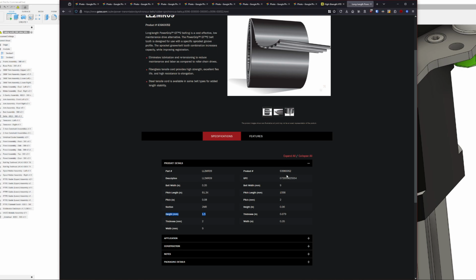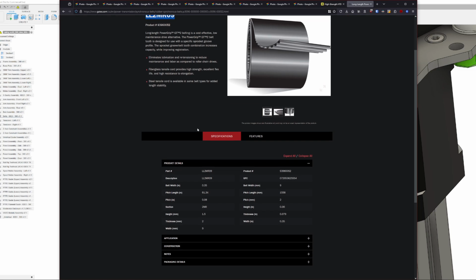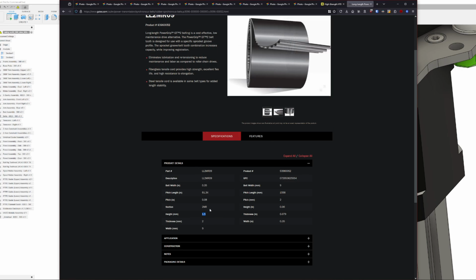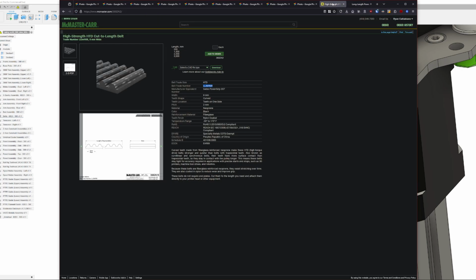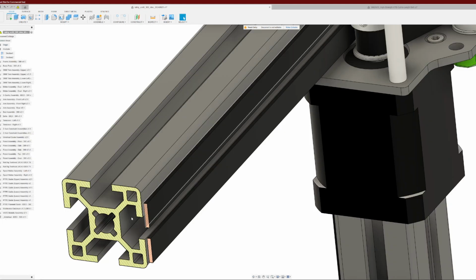So I went to the manufacturer website for the belts that we're using, and according to it, the height, which is the ridges, is supposed to be 1.5. So I was like, okay, I checked McMaster-Carr, because they provide CAD files, pulled down that CAD file and measured it, and it's 1.39. But my measurement is 1.5, basically 1.5.